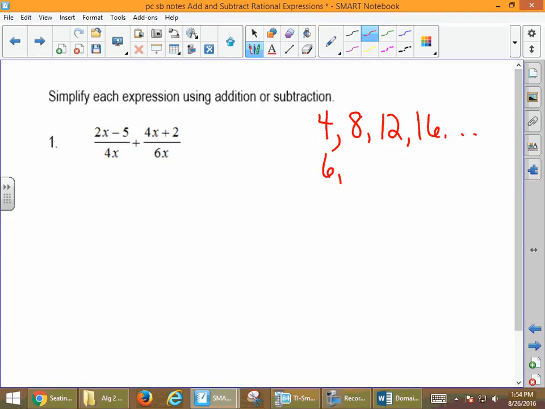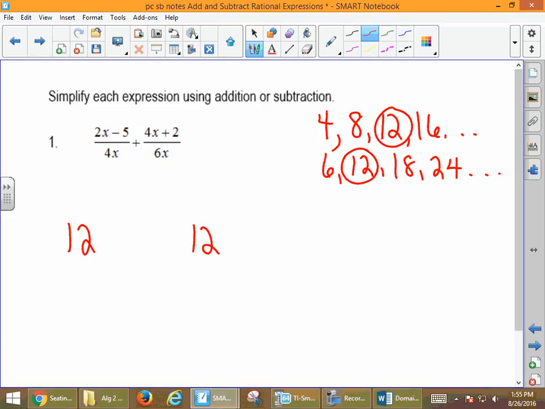And 6, 12, 18, 24, and so forth. What can we use that's in common between our 4 and our 6 multiples? I think the 12. So between 4 and 6, we can use 12 for our common denominator. 24 will work, it's just not the least common denominator. Then we have x. We have an x in both of them, so we only need to write that once.